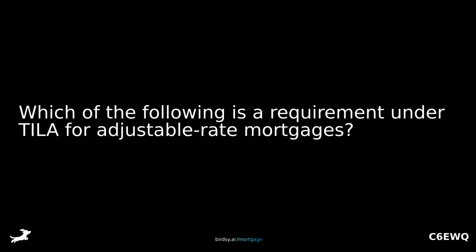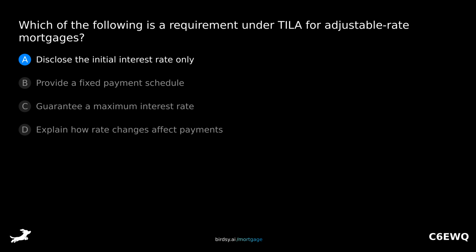Which of the following is a requirement under TILA for adjustable rate mortgages? Is it A, disclose the initial interest rate only, B, provide a fixed payment schedule, C, guarantee a maximum interest rate, or D, explain how rate changes affect payments? The answer is D, explain how rate changes affect payments.